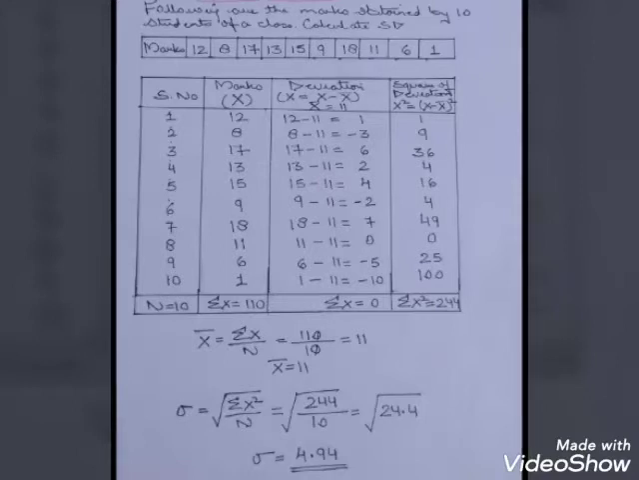9 minus 11 is minus 2. Then 18 minus 11 is 7. 11 minus 11 is 0. 6 minus 11 is minus 5. And 1 minus 11 comes to minus 10.